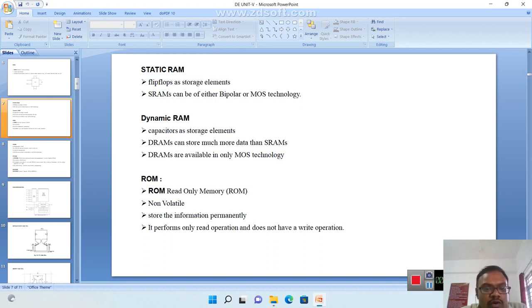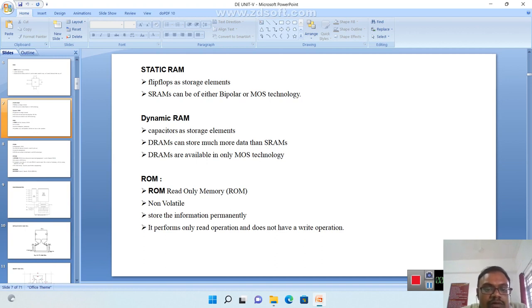Now we are going to discuss the ROM. The read-only memory is a non-volatile memory, which stores the information permanently. What about the RAM? It is not a permanent memory, because the RAM is a temporary memory. Please understand once again: RAM is not permanent, it is a temporary one.